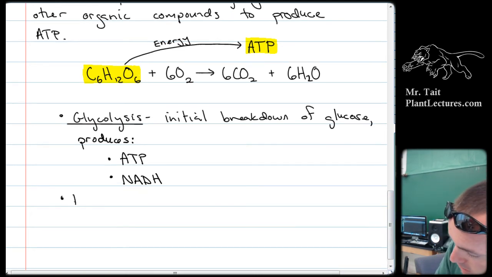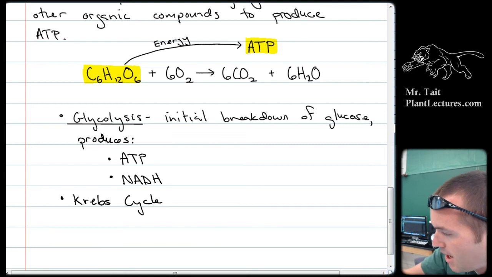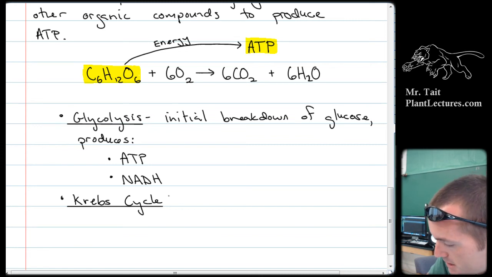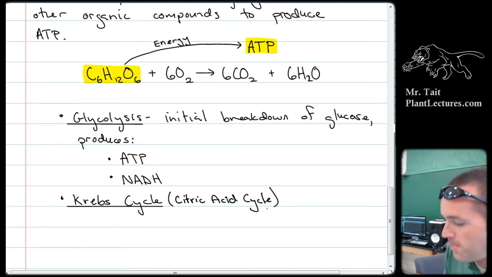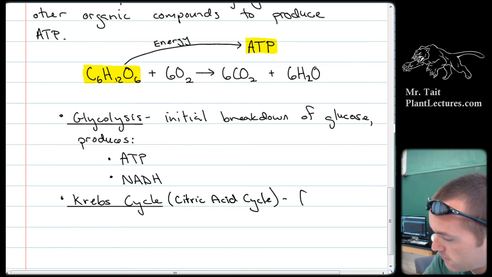Next process is called the Krebs Cycle. It's called the Krebs Cycle because it was discovered by a guy named Hans Krebs. And unfortunately for Krebs, it is becoming more and more common to call this the citric acid cycle instead, which is sad. He worked so hard. And this is just a further breakdown of glucose.